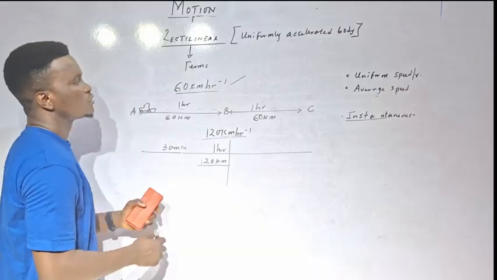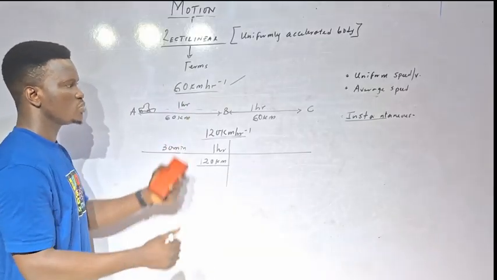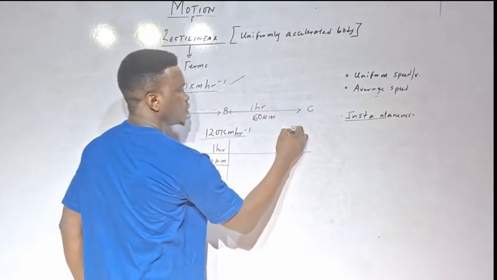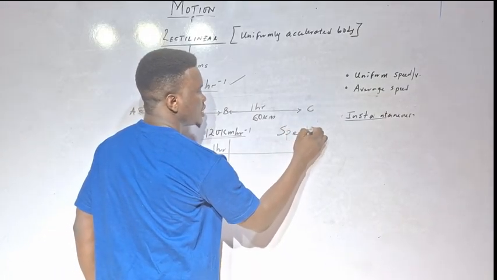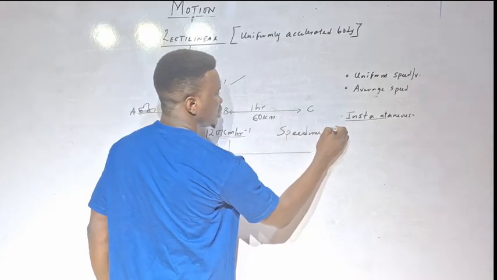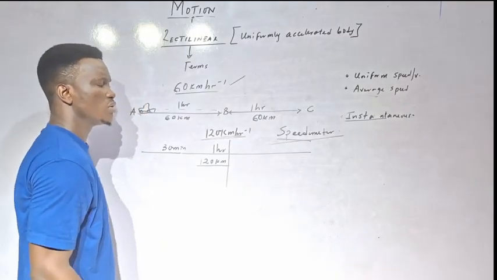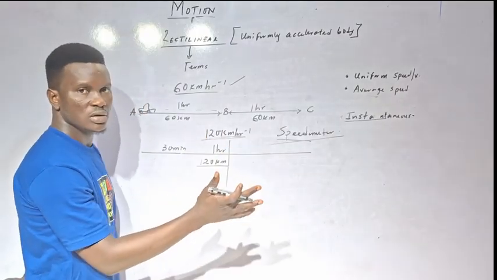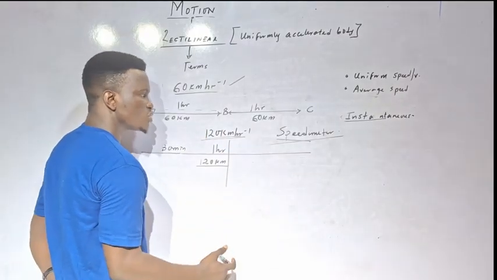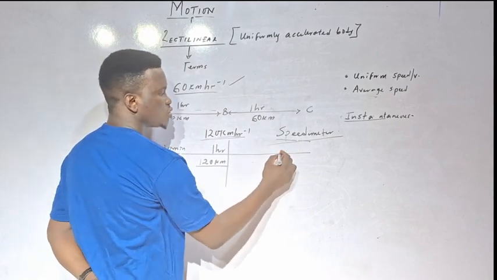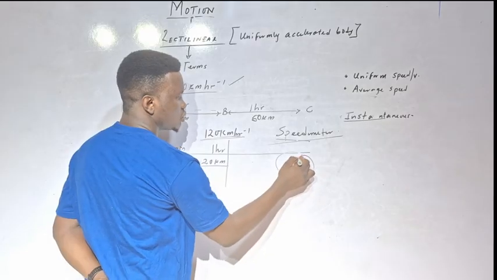So now, when the body is moving, the speedometer, what did I say the speedometer measures again? It helps you to measure speed. So now, the speedometer will be reading. If you increase the speed, that means this thing will go higher.